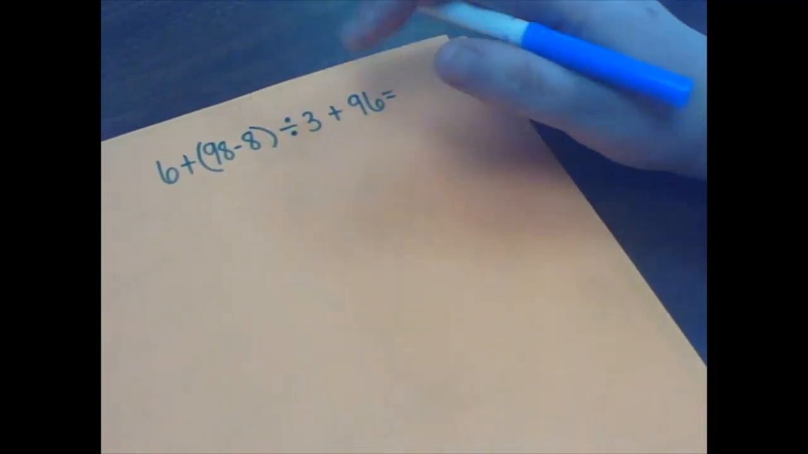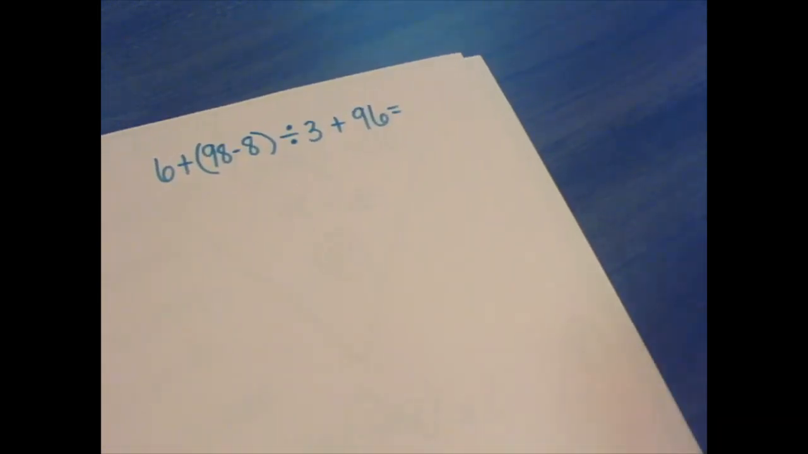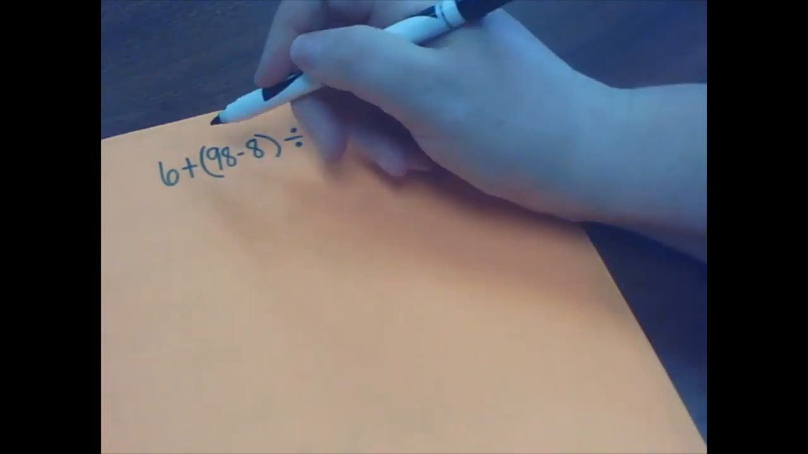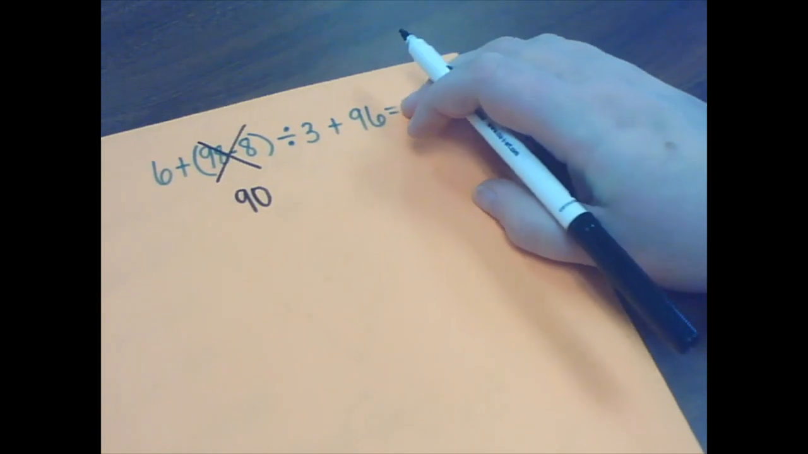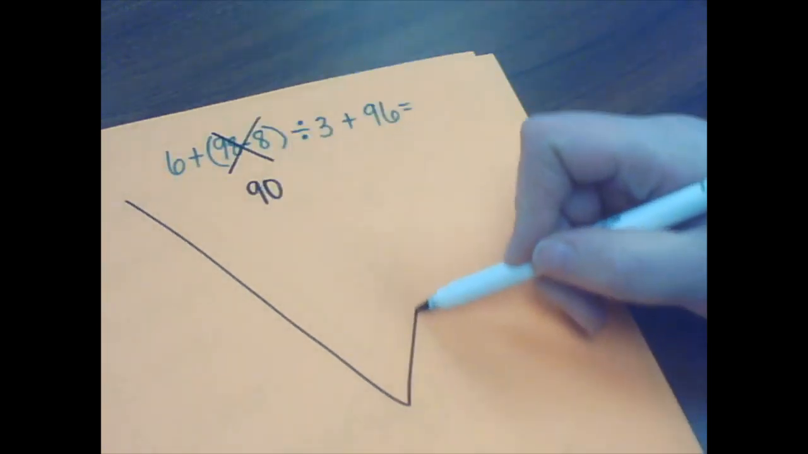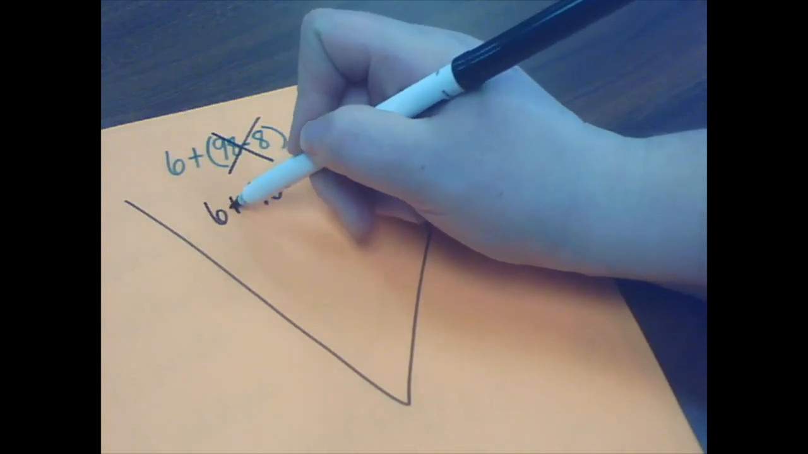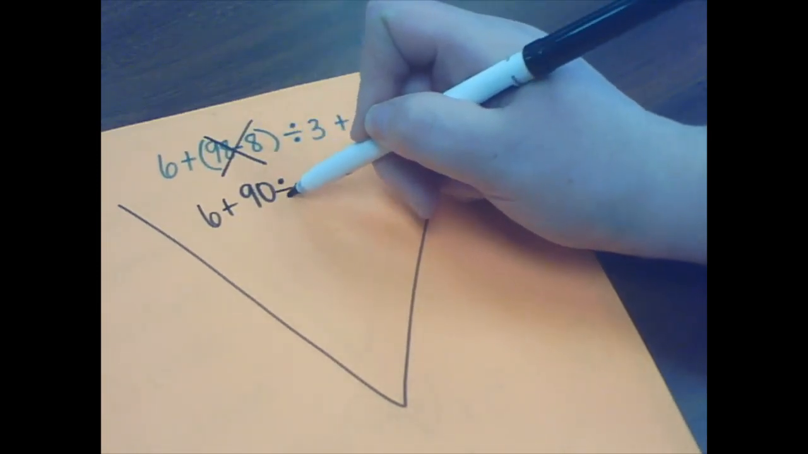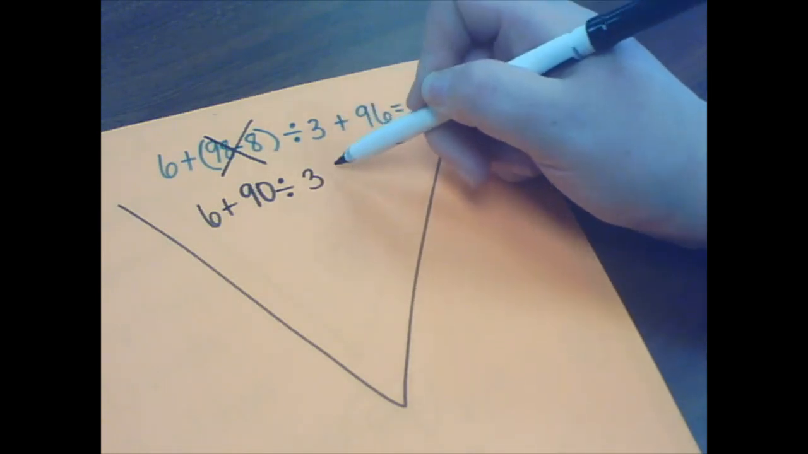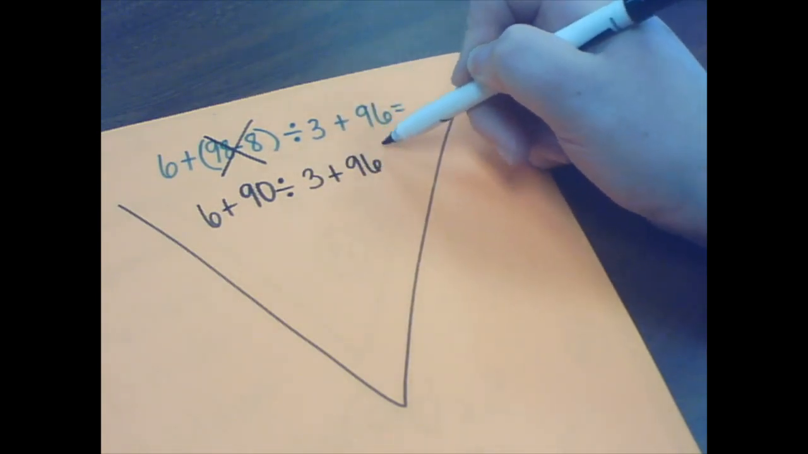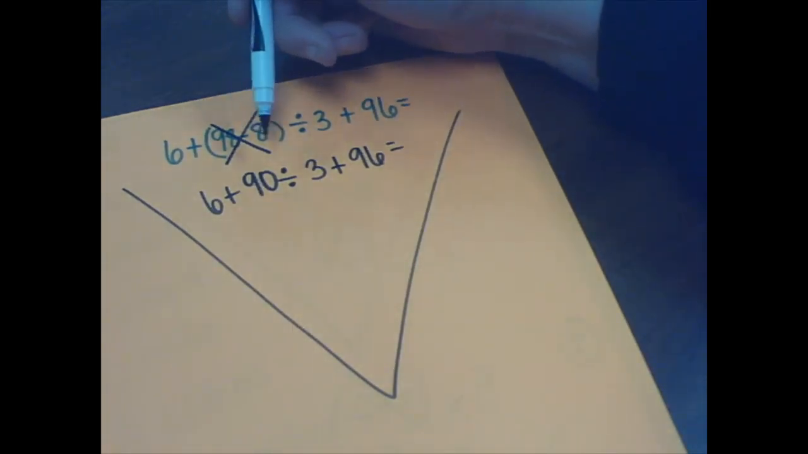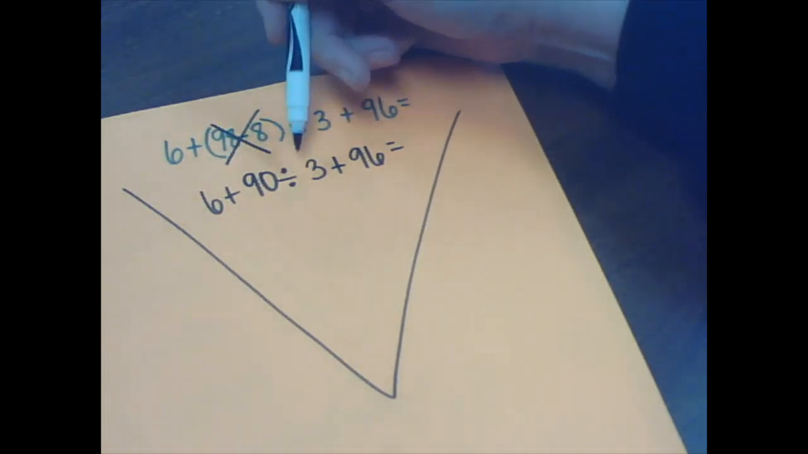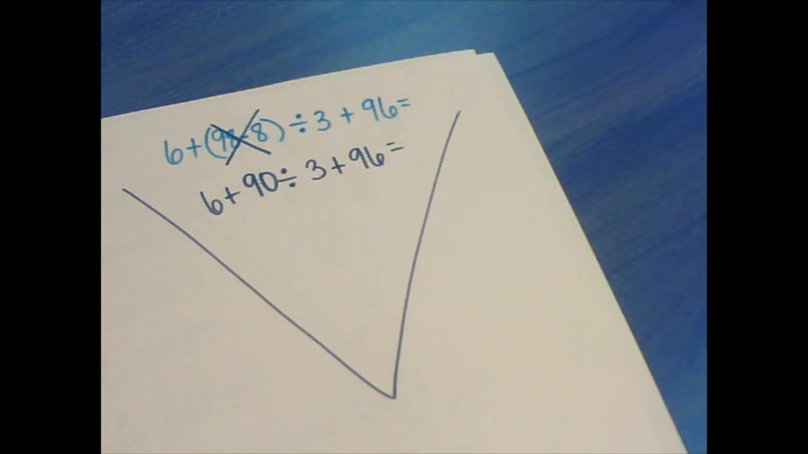So inside my parentheses is 98 minus 8. So I know that I have to do that first. So I'm going to go ahead and do 98 minus 8, which I know equals 90. Okay, so that's gone, and I drop everything else down. So my 6 and my addition sign come down, my division sign comes down, my 3 comes down, my addition sign, and my 96, right? Okay, are you with me? I had to do what was in parentheses first. 98 minus 8 was 90, and I just simply dropped everything else down in the correct order.